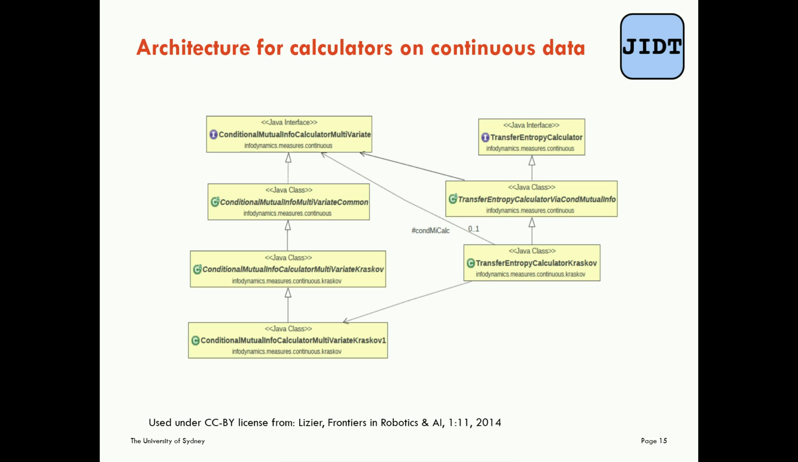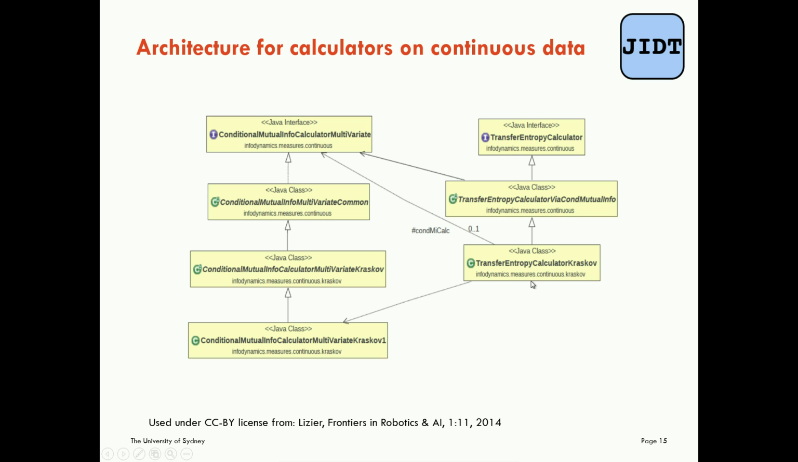Also briefly, in terms of how we've architected the measures, again, most of you won't need to know about this. This is for more the advanced users, but what I do want to mention, even for basic users, is that we have implemented different interfaces for our measures. So we have a common interface for conditional mutual information calculations on continuous data and for transfer entropy calculations on continuous data. The interfaces define how you can interact with all the different kinds of estimators that implement those measures.